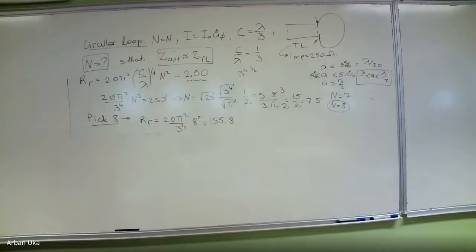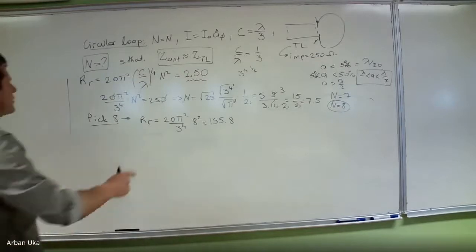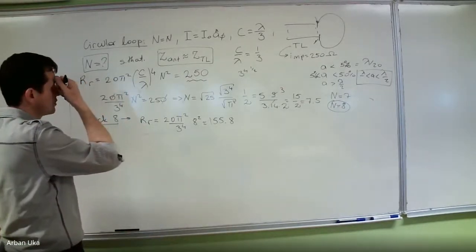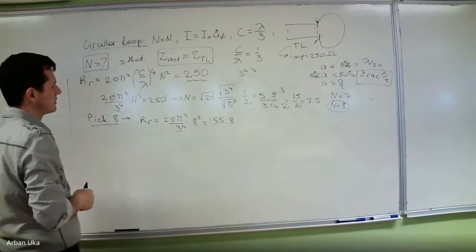Wait a second, so what if it was, am I correct? Can you check the numbers? So this is 20 pi squared, this should be okay. 8 times 8.